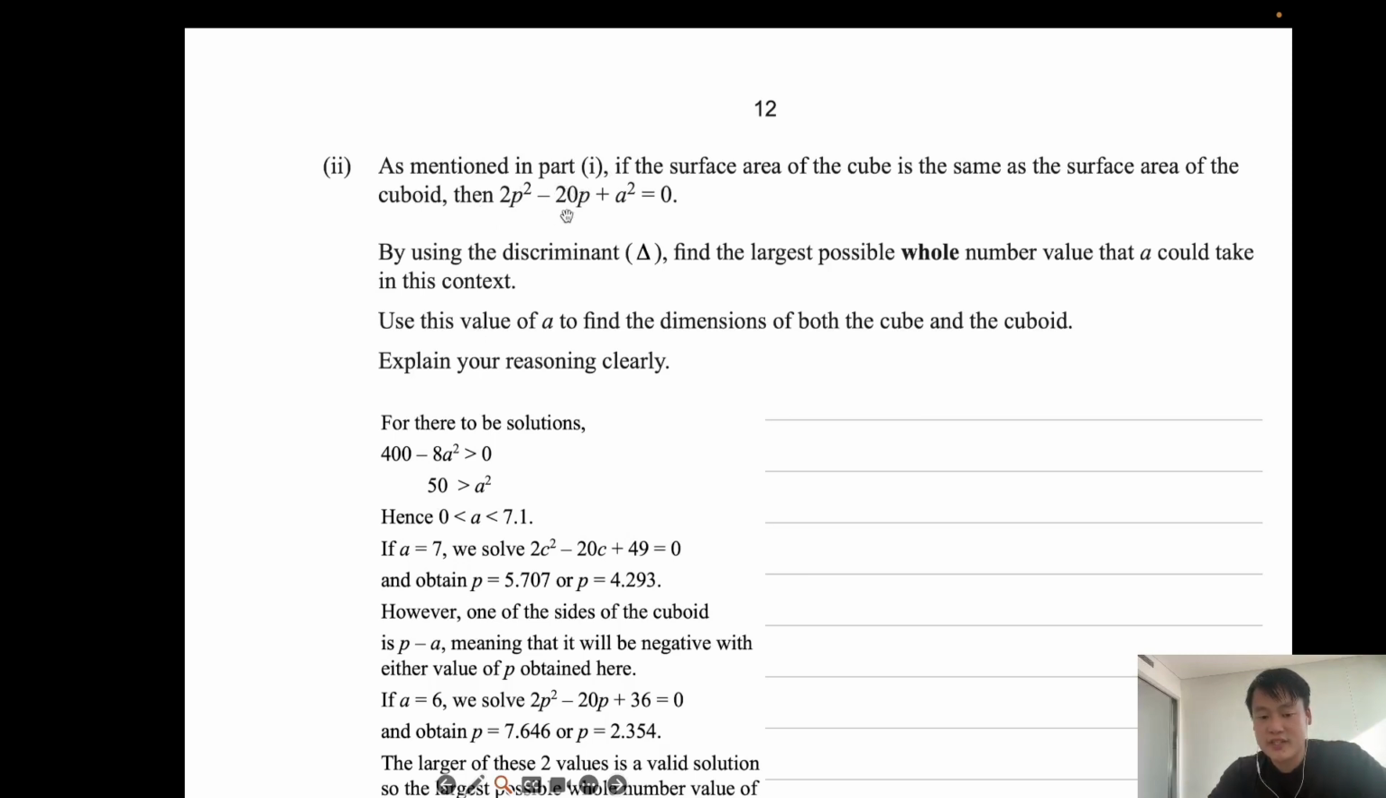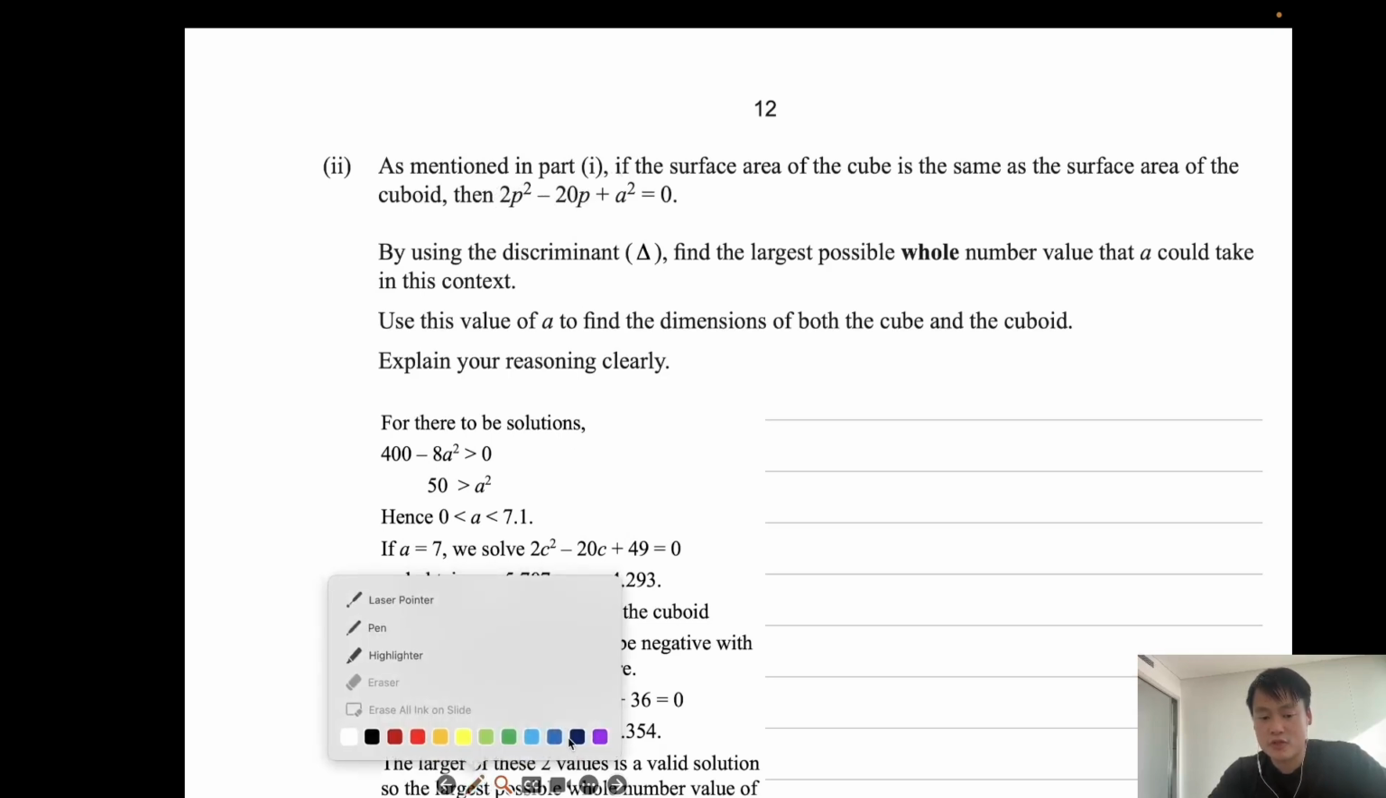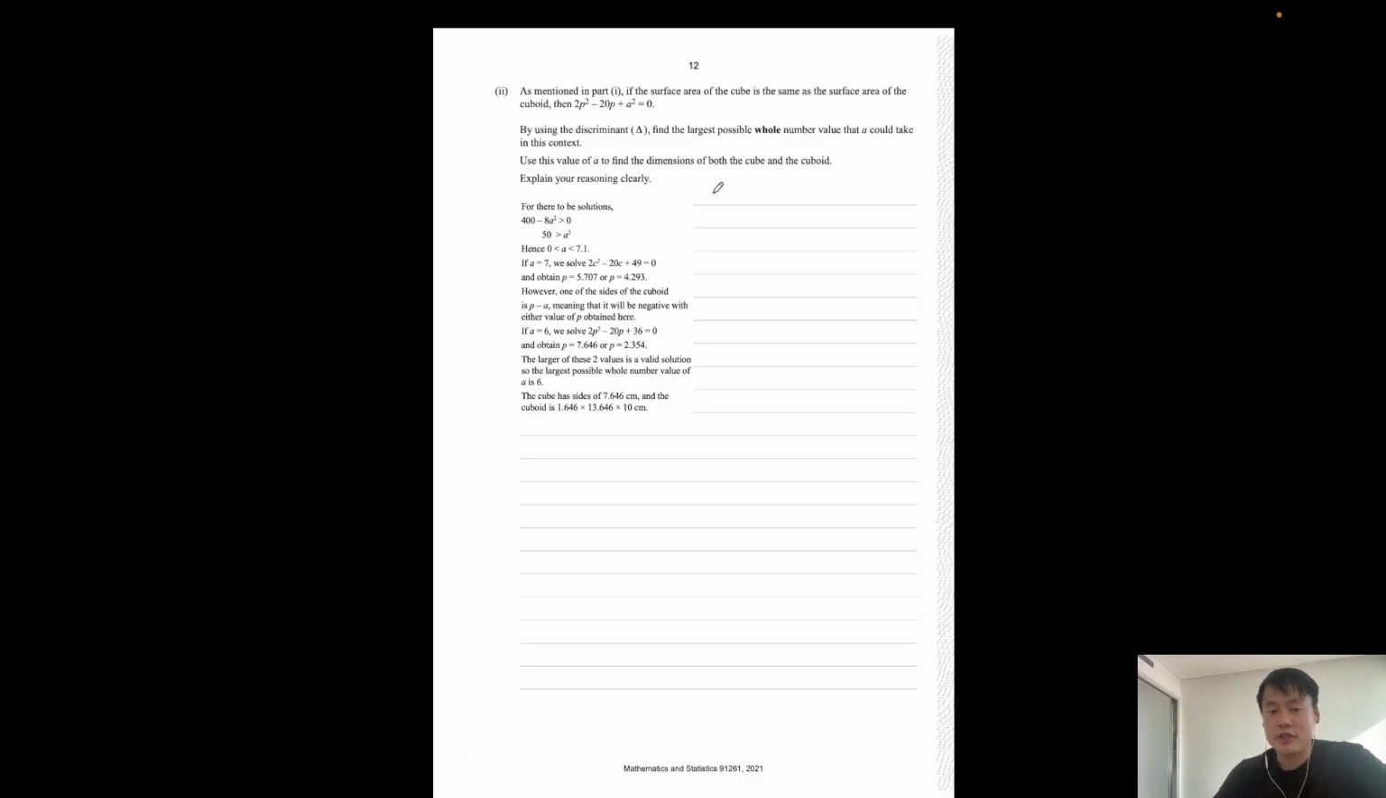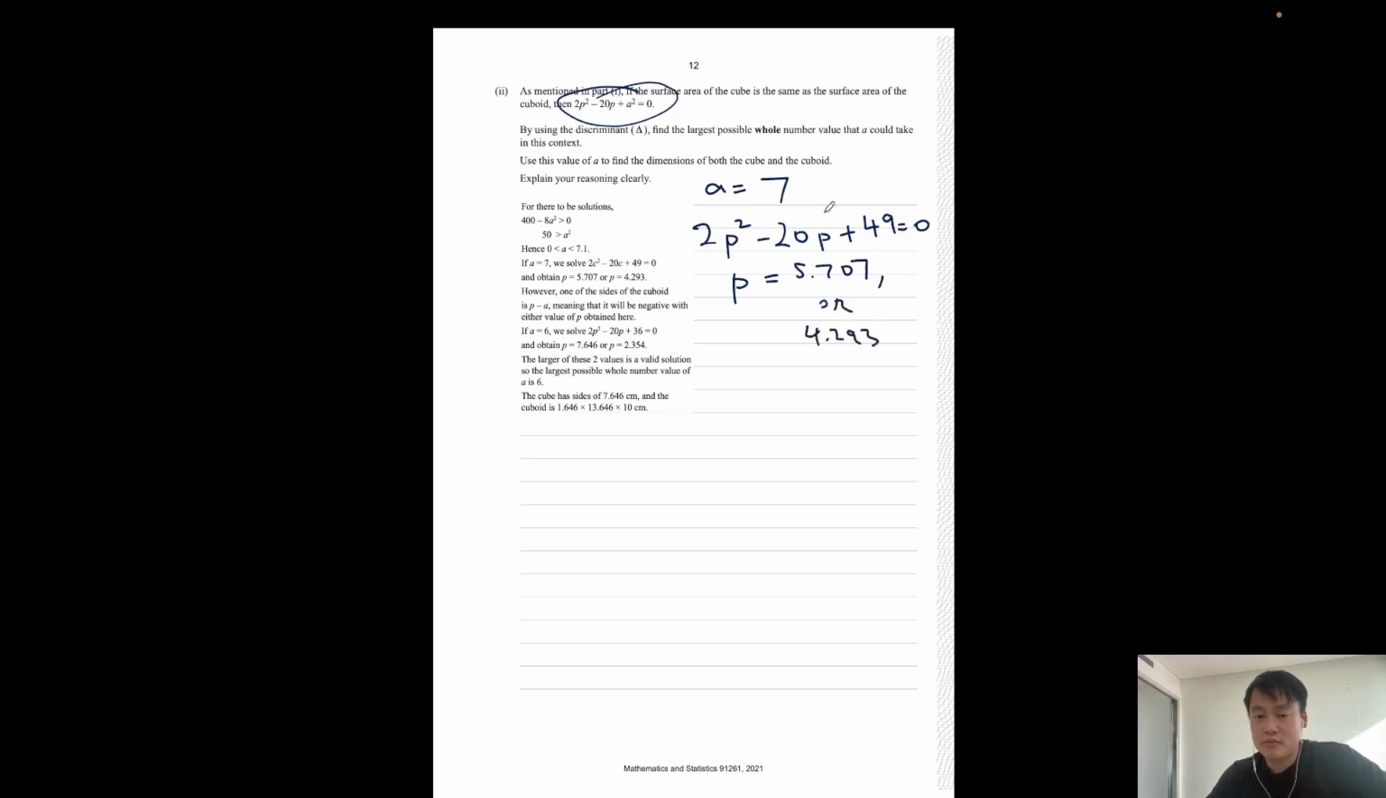We get 2 times p squared minus 20 times p. Don't worry about this working out, some of it's actually quite confusing. You should understand up to now that we got a is equal to 7, no problem. So we substitute that back in, because if we substitute the a over here for 7, we get an actual equation that can be solved. Before, if we just leave a as a, that's not going to be solvable. We're not going to get p is equal to an actual number. But now that a is equal to 7, you get an actual equation over here. And when you go ahead and solve that, you will get p is equal to 5.707 or 4.293. I'm assuming you know how to solve the quadratic over here, no problem.